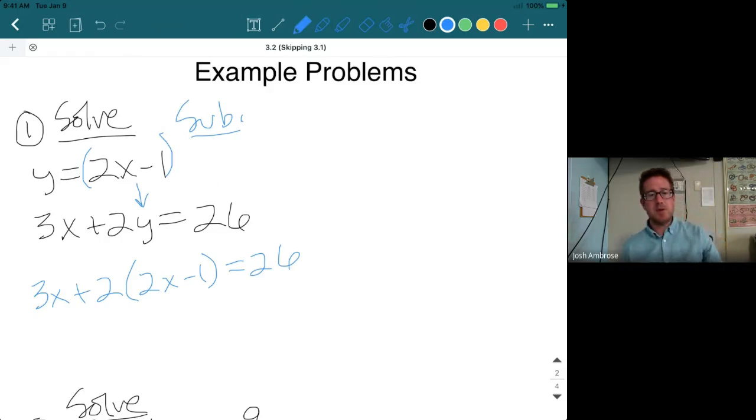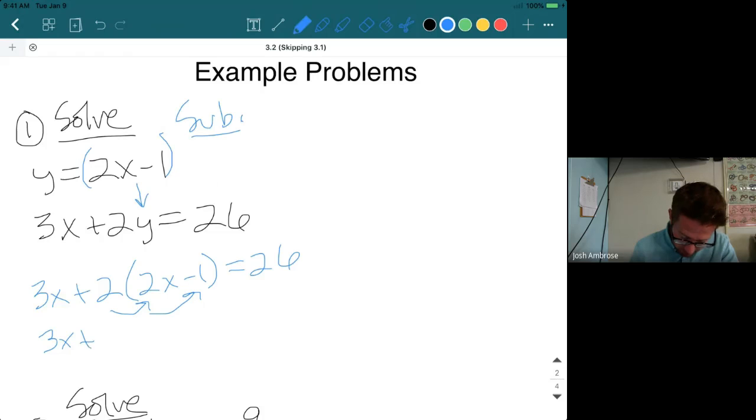And now you'll notice the y is gone. All we have is x. We could solve for x if that's the only variable we have here. All right, so use the distributive property. 3x plus 4x minus 2 equals 26. 3x and 4x make 7x minus 2 equals 26.